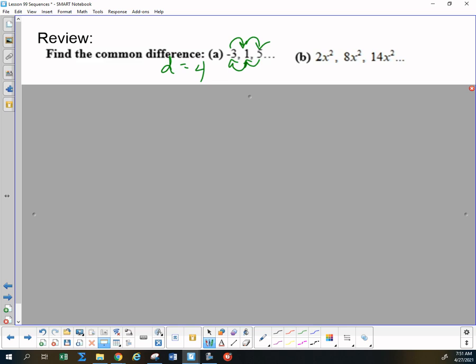And the second one, a little bit harder with those variables in there, but not too bad. Who can tell me what the common difference is on B? Lily Rose, what do you think? 6. So 2x squared plus 6 would be 8x squared? So 6x squared. And I could either say 2x squared plus what is 8x squared, or maybe a little bit easier to say 14x squared minus 8x squared is 6x squared. So we know we can go both directions on it.